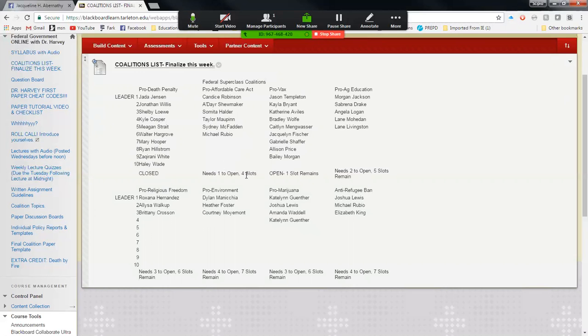But there are 4 slots still open for Pro-Affordable Care Act, Obamacare, 1 slot open for pro-vaccinations, 5 slots open for pro-ag. Down here, these 2 are the closest to making. They need 3 more people each. Now, there are over 60 people in this class, and if you look, 10, 16, 25, we do not have everybody here. We need to get everybody here, do this as soon as possible.